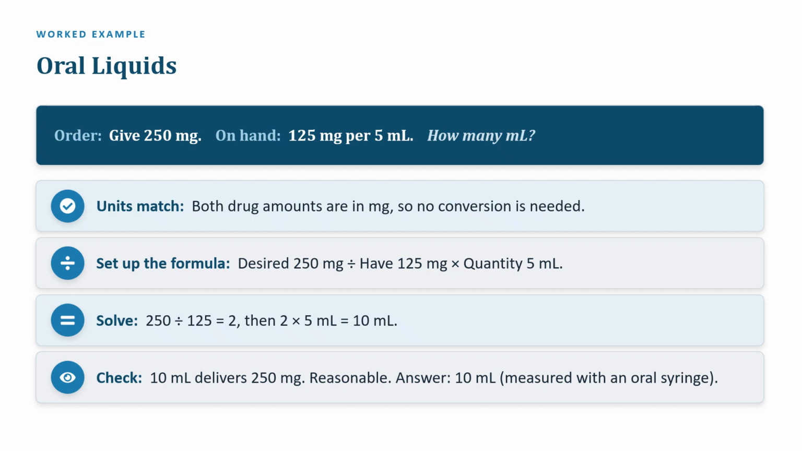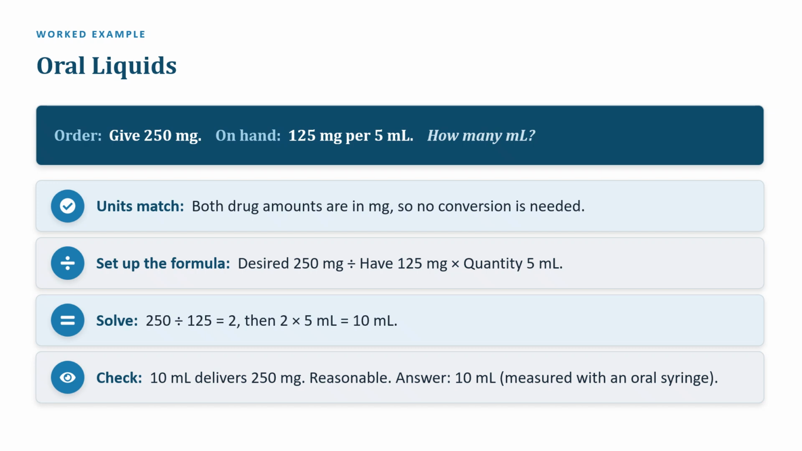Now the same routine for an oral liquid, which is where the quantity is a volume in milliliters. Liquids can feel trickier, but the formula handles them the exact same way. Read the order. The provider orders 250 milligrams. On hand, you have a liquid whose strength is 125 milligrams in each 5 milliliters. Notice that the strength has two parts, an amount of drug and the volume it lives in. The question is, how many milliliters do you give?